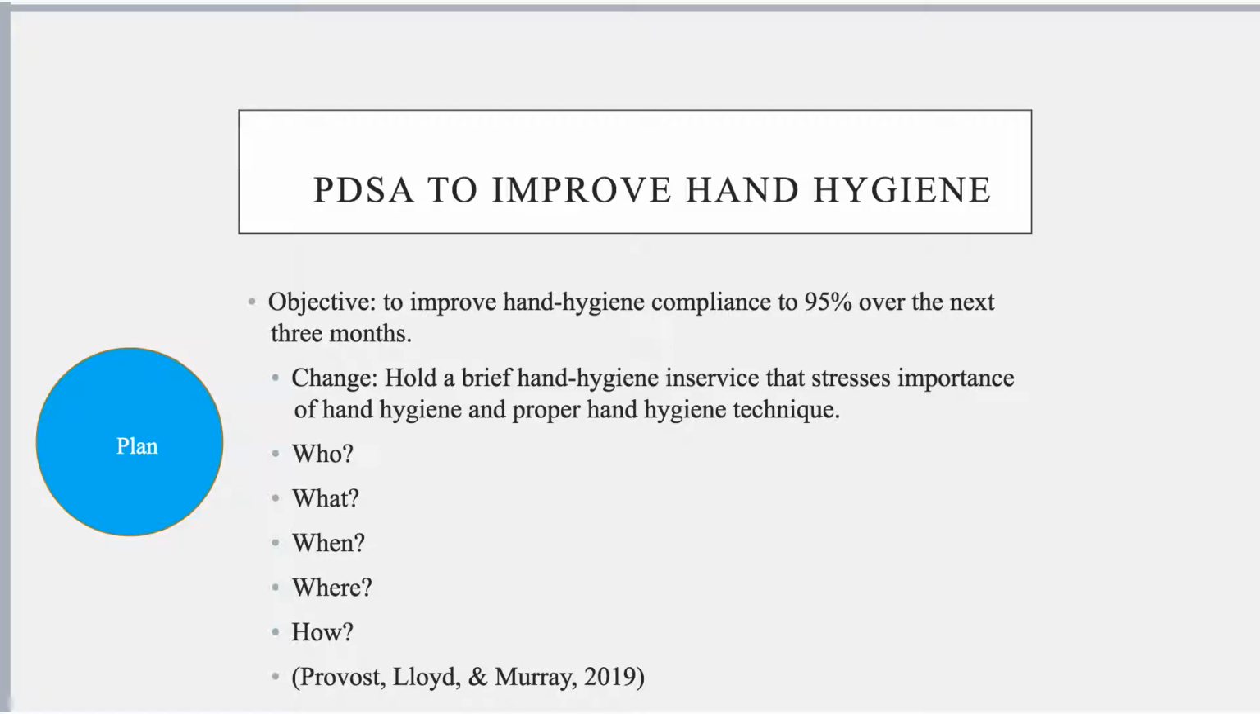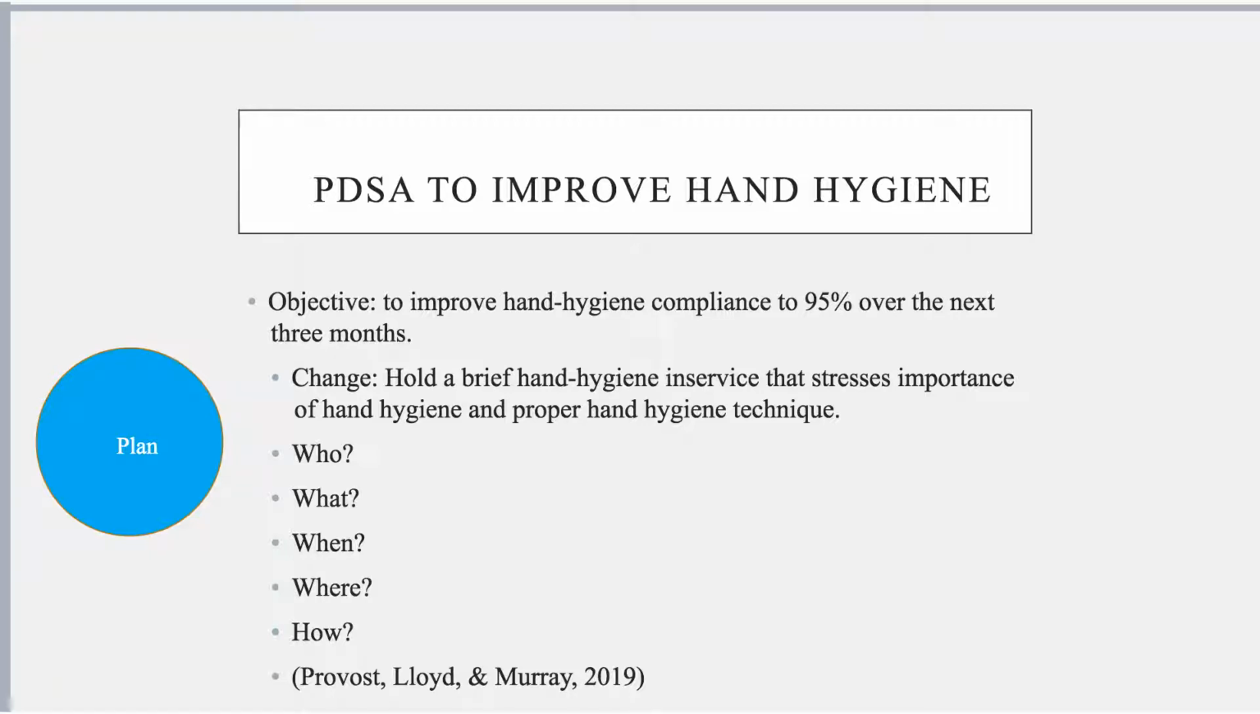When this should be over the next 3 months, as stated in the objective, and probably on random days chosen by the office manager. Where is in the primary care clinic. How we plan to do this is direct observation or observation through security cameras.